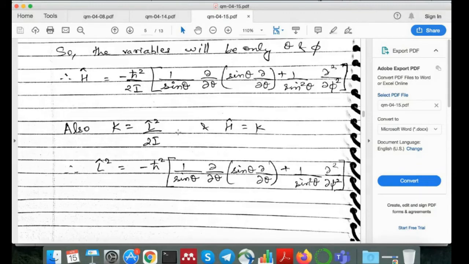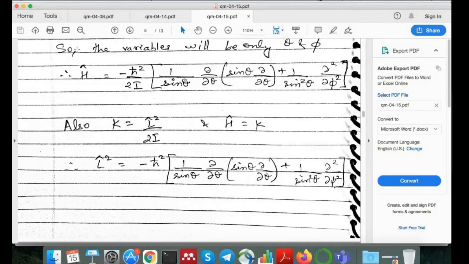Because these two will basically share the eigenstate. One operator can be written as a factor times the other operator, which means the eigenstate will be the same, and the eigenvalue may differ by a constant. So the eigenstate will definitely be the same. They share the eigenstate.